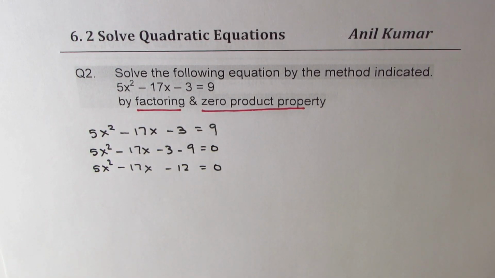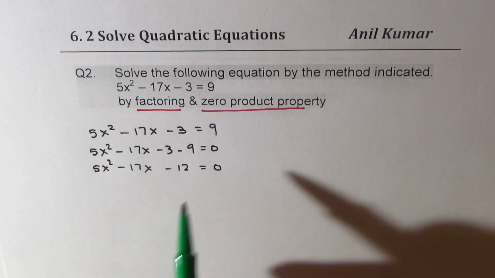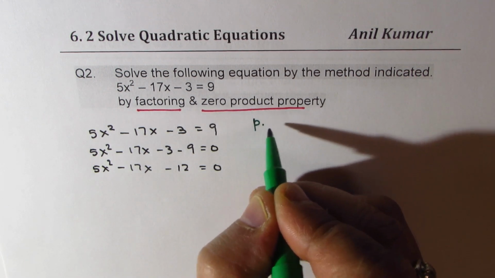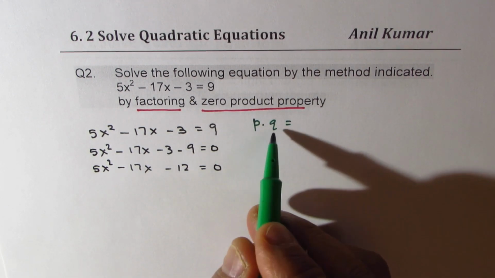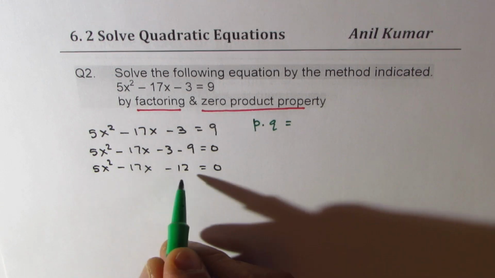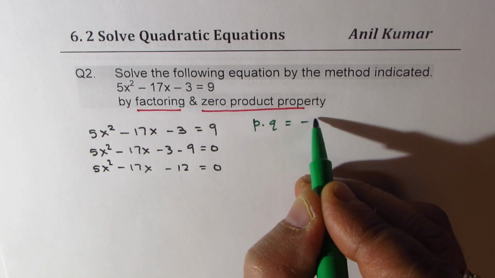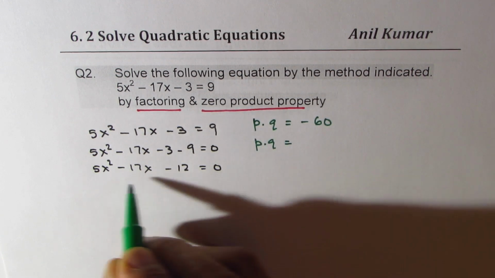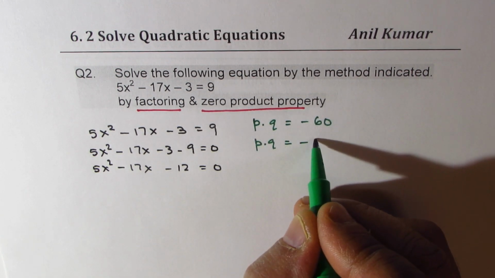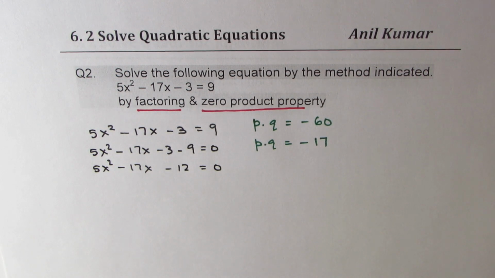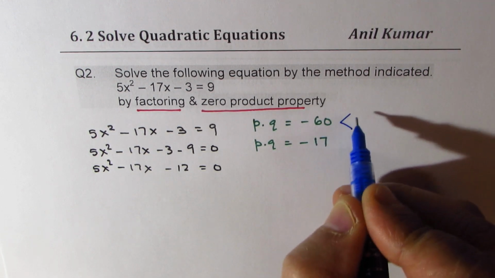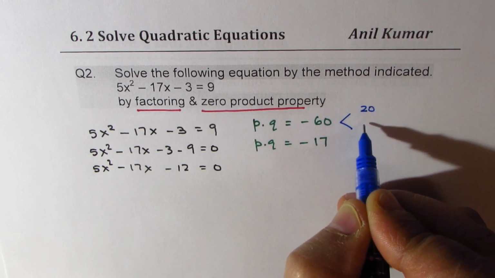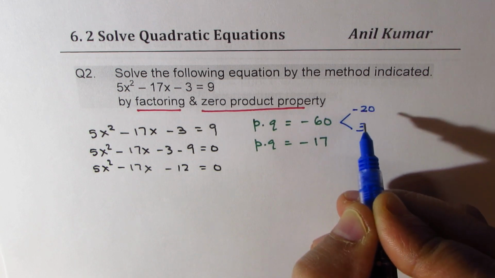Now, we are looking for factoring a trinomial, so we'll do with product and sum. So we're looking for two numbers p and q, whose product is 5 times 12 with a negative sign, which is negative 60. And whose sum should be minus 17. So what could be these two numbers? Well, the positive number should be greater than negative. One is positive, one is negative. And 20 times 3 works for us, 20 being negative, right?